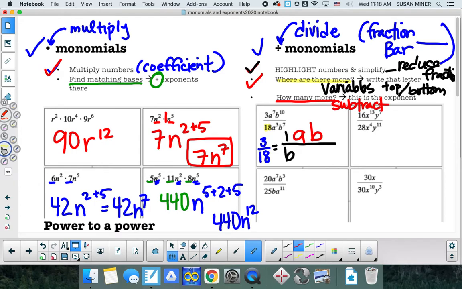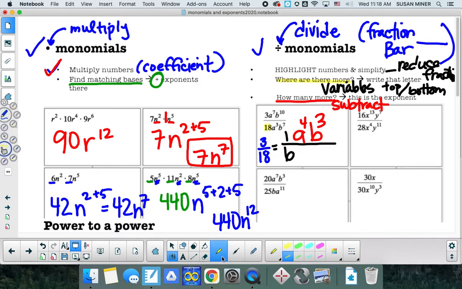7 minus 3 is 4. 10 minus 7 is 3. That's going to be your new exponent. So the quick way is subtract. Okay, so let's go through this one more time and just do our checklist here and see if we can come up with a result.